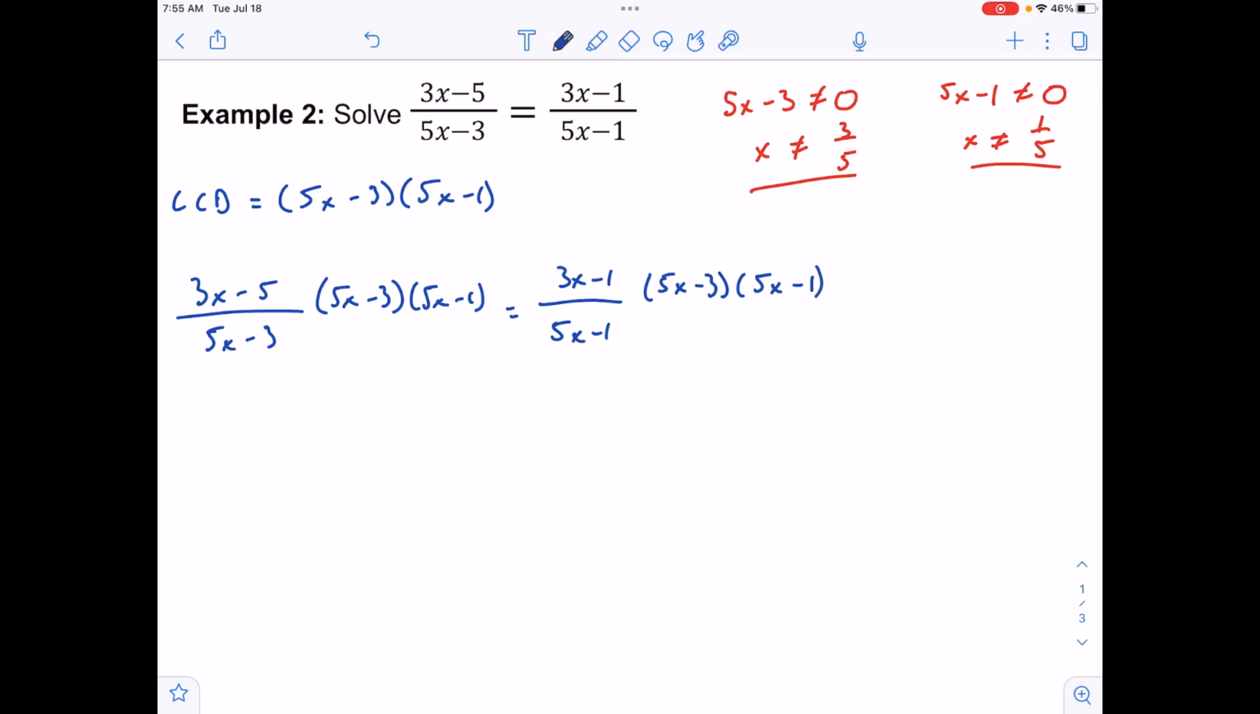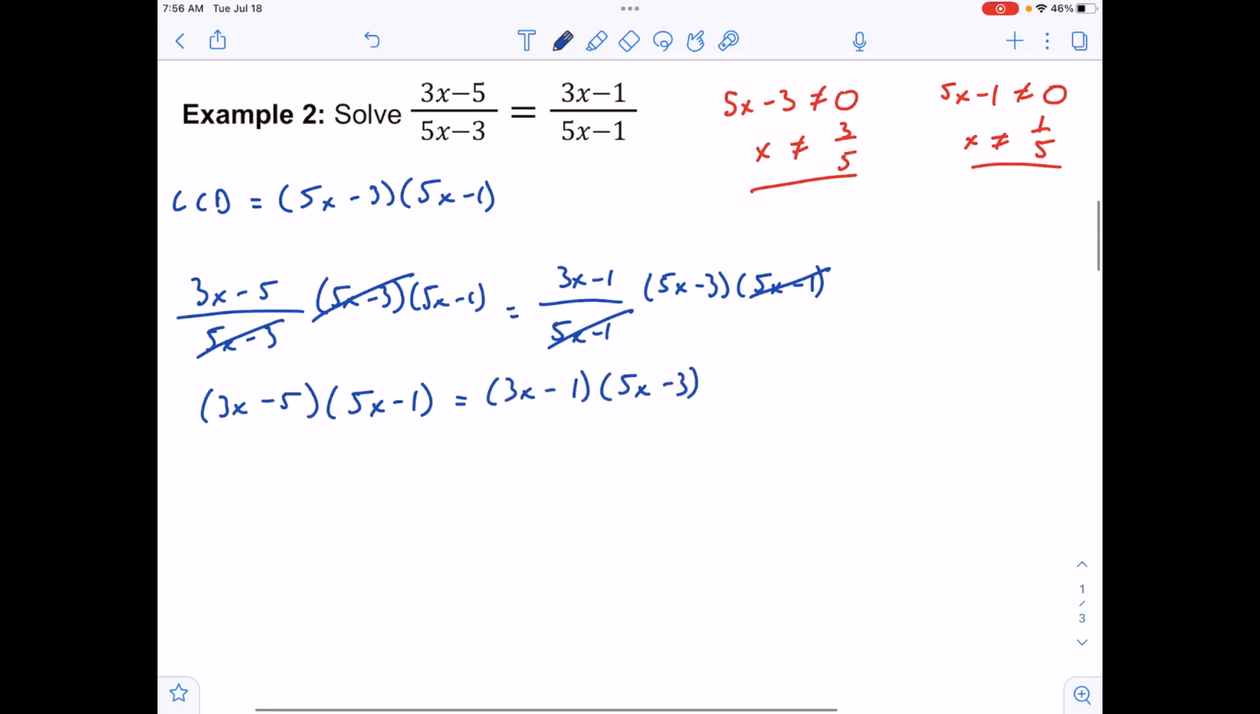Okay, my fractions simplify. I can simplify out the 5x minus 3 in that first term, so I have 3x minus 5 times 5x minus 1. In my second term, I have a 5x minus 1 that can simplify out, so I'm left with 3x minus 1 times 5x minus 3. Let's go ahead and expand these.